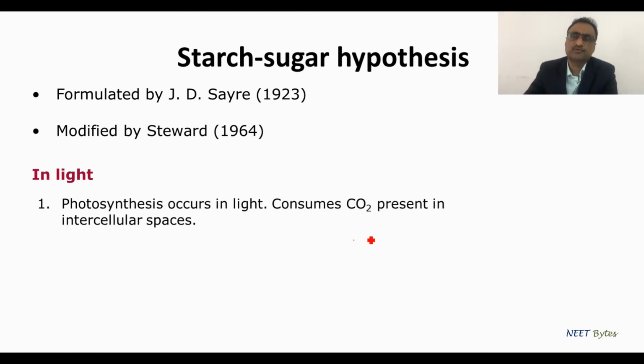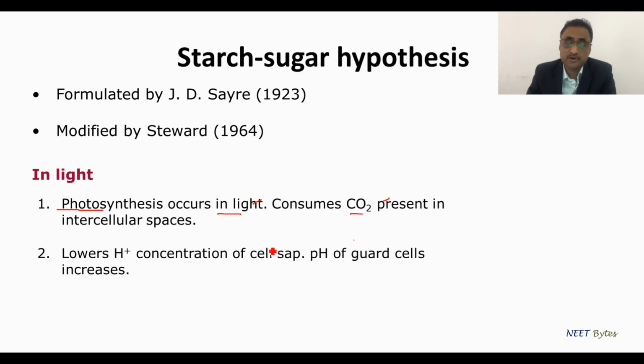So we will try to understand the sequence of events that is going to happen during the sugar starch hypothesis. This theory says that photosynthesis is going to occur in light. As a result, there is a consumption of CO2. So once the CO2 is consumed, then carbonic acid will not form.